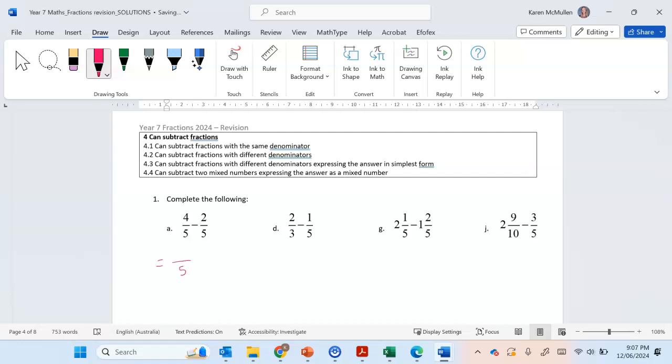So 4 minus 1 is 3. So 4/5 minus 2/5 gives you 3/5. Always think if you can simplify as well. All right, question D, changing your denominators.